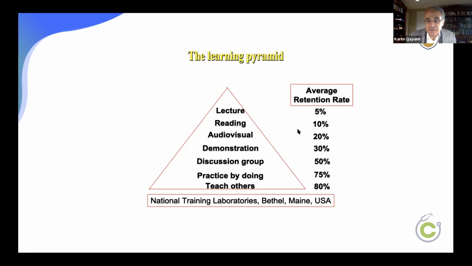Reading is about 10%. When you add audiovisuals, it increases to 20, demonstration is 30, group discussion, which is like PBL and CBL, would be 50% knowledge retention. However, practice by doing is 75%, and teaching others is 80%. So it looks like see one, do one, teach one is perhaps the best method to learn. But how does learning by doing occur?